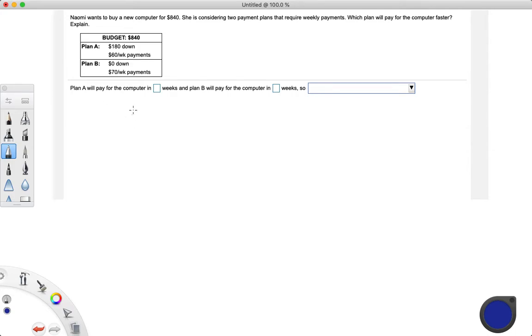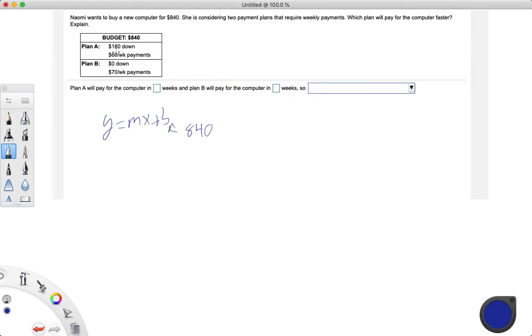Again, with all of these, you should try and figure them out on your own first, and then check your answer against mine. Okay, so plan A, $180 down, $60 a week payments. We're trying to get to $840. So we're going to use y equals mx plus b, and our y-intercept is $840 for both, to start with anyway.